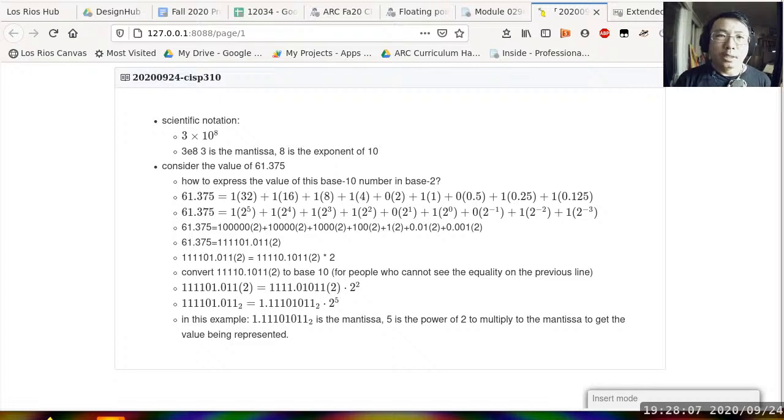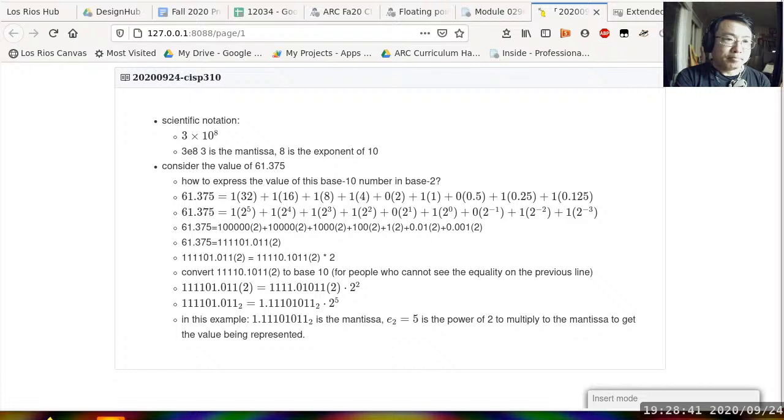But we're going to give that 5 a specific name. I will give it a name of E2. So that's basically just how we define E2. E2 is simply defined to be the power of 2 that we want to multiply to the mantissa to get to the value that we want to represent. Is that okay? Does everybody understand what E2 is doing?